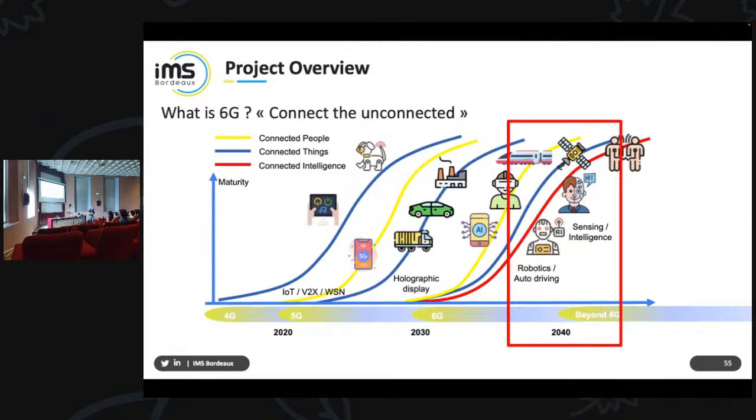So as I said, we're going to target 6G, but the question is, why 6G? After 5G, okay, it's easy to say that we're going to have 6G and then 7G and whatever. But why 6G? It's to connect the unconnected things, people, whatever, intelligences. And this is what we can forecast for 2040, that we will connect together some robots.